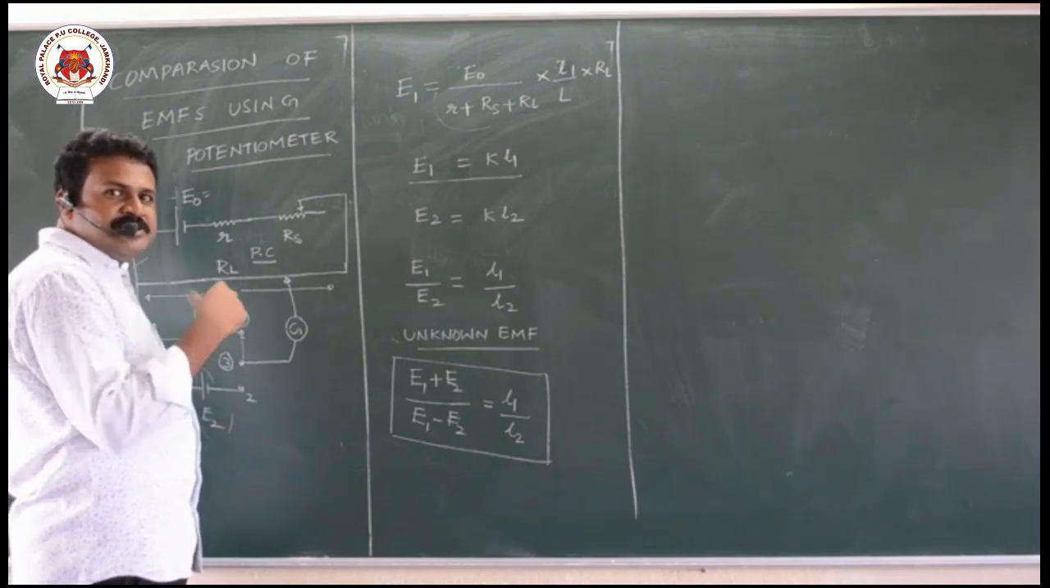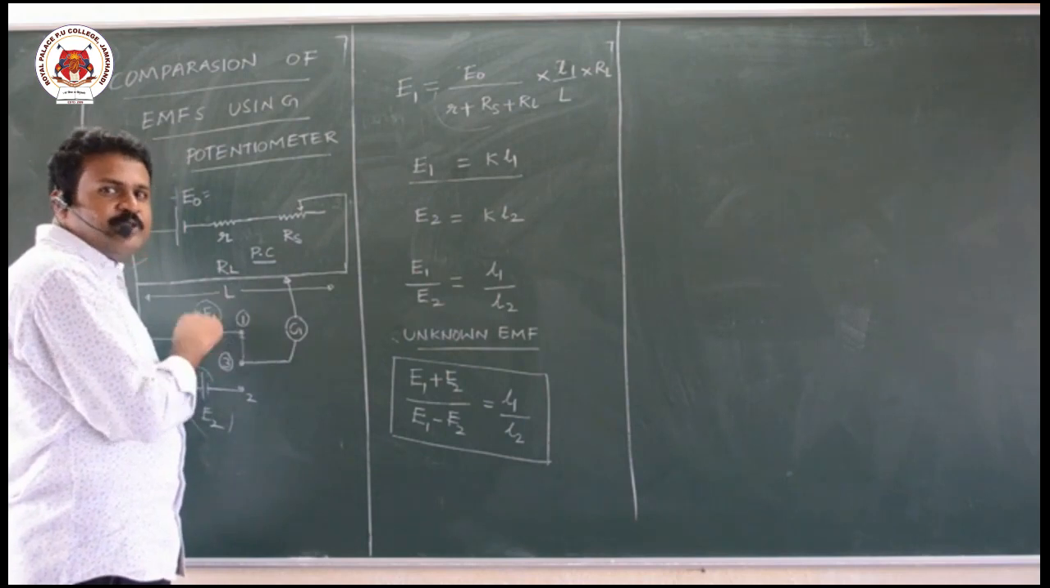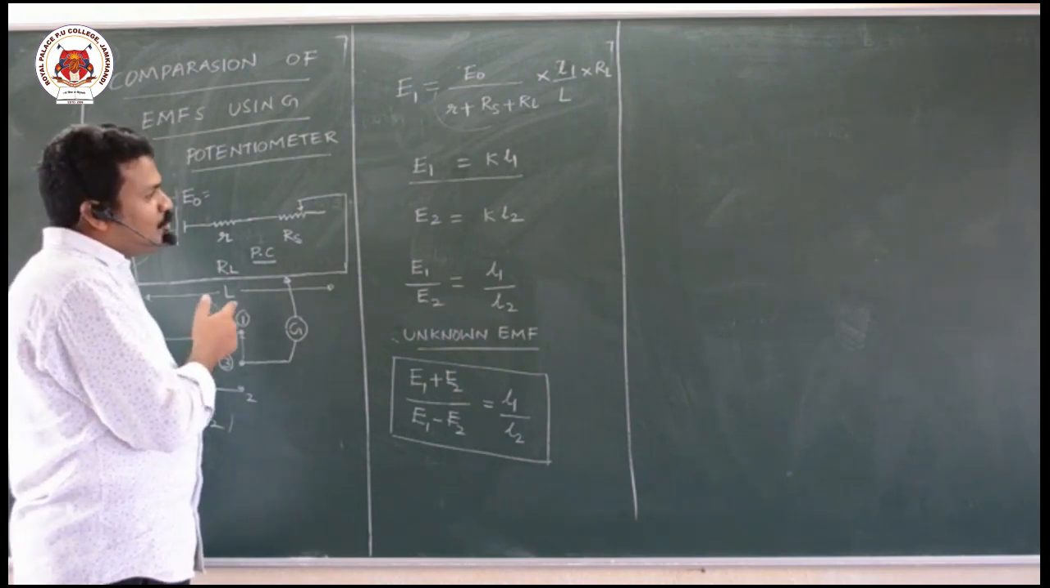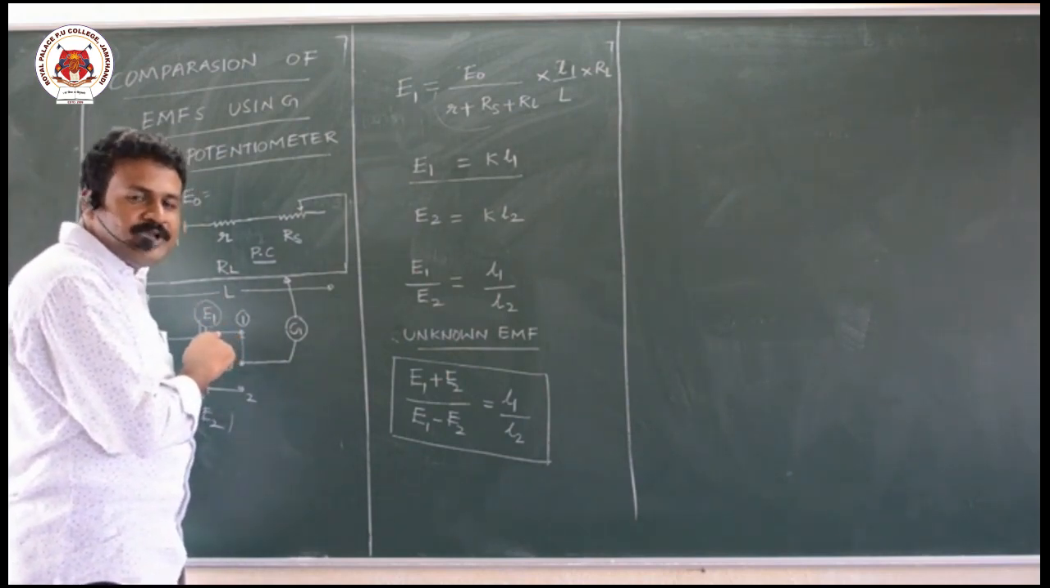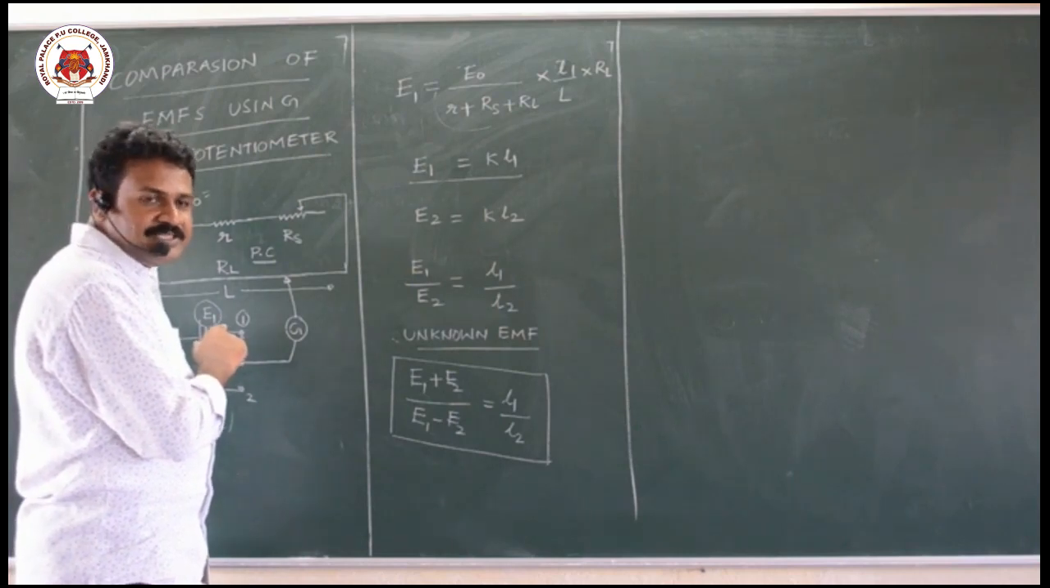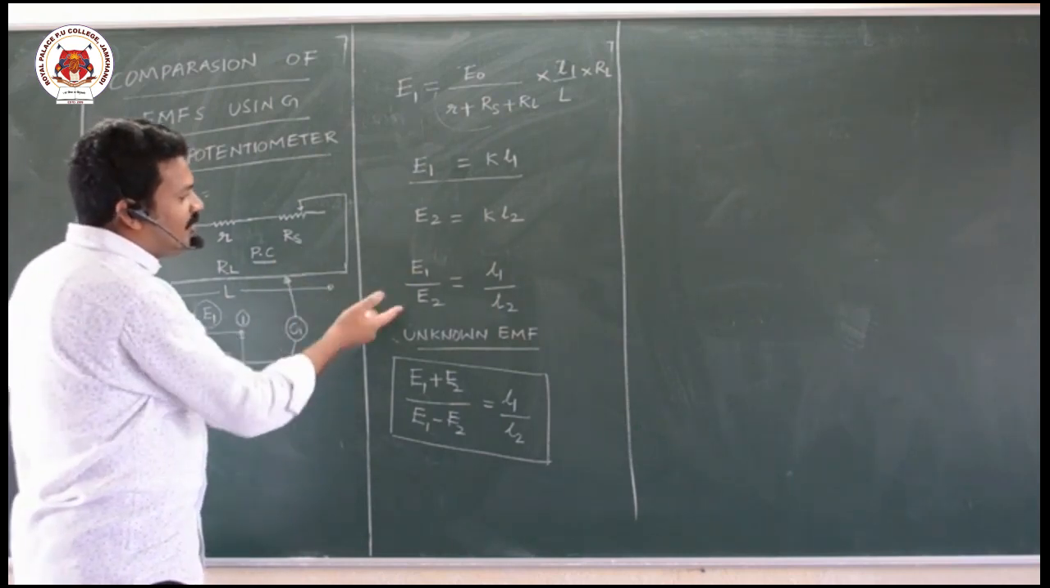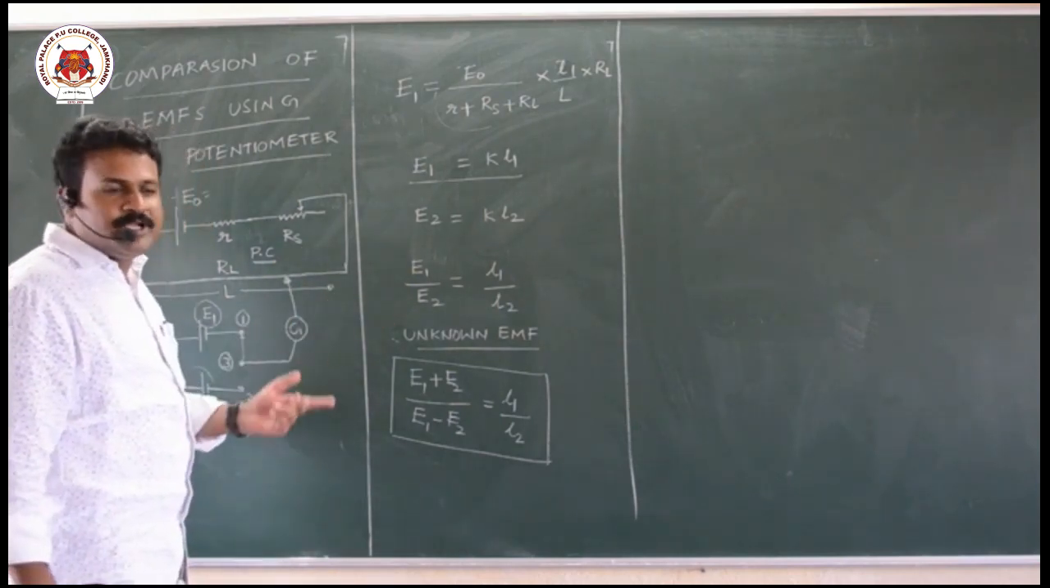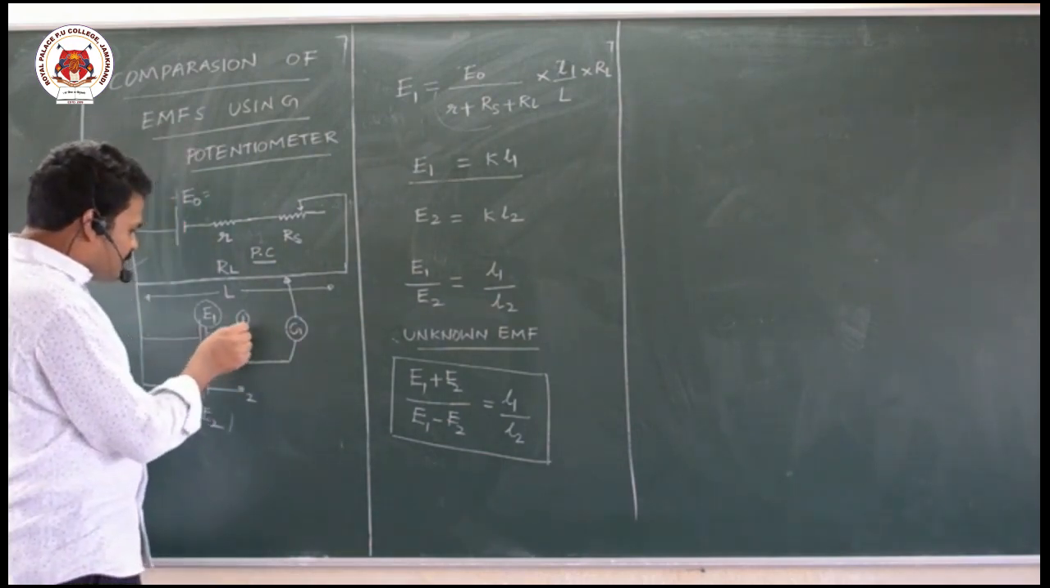Next you replace E1 with E2. Then again you can do the same experiment. At the two times you will get two different balancing lengths and you can compare: E1 by E2 is equal to L1 by L2.